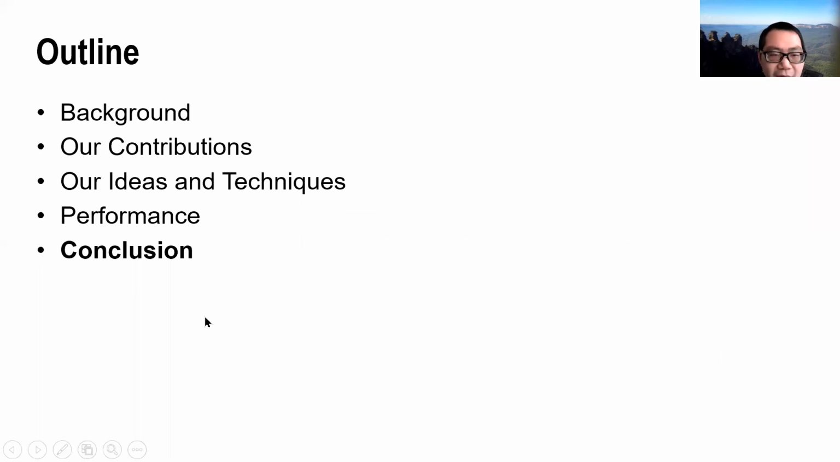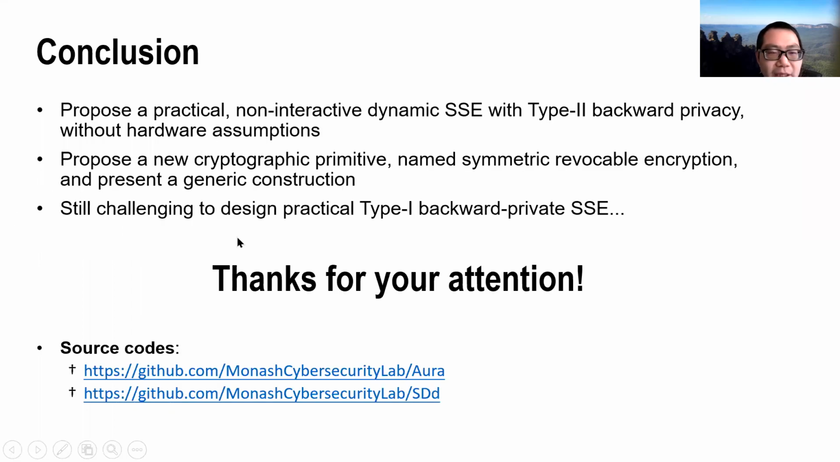Okay, and last, I briefly conclude this talk. In this work, we propose a practical and non-interactive dynamic SSE, which can achieve type 2 backward privacy without hardware assumptions. To achieve this goal, we propose a new cryptographic primitive, namely symmetric revocable encryption, and also present a generic construction from Bloom filter and multi-puncture PRF. It is still challenging to design a practical type 1 backward privacy dynamic SSE. The source code of our scheme is available at GitHub. Okay, that's it. Thanks for your attention.